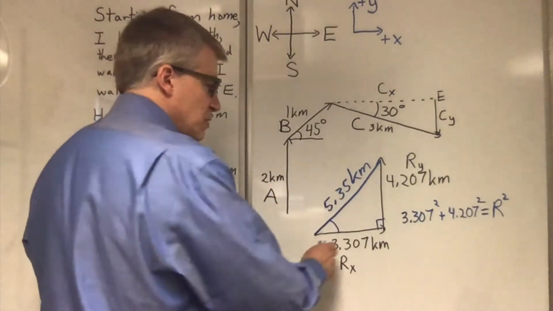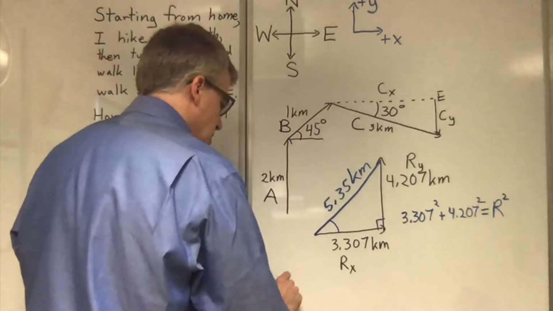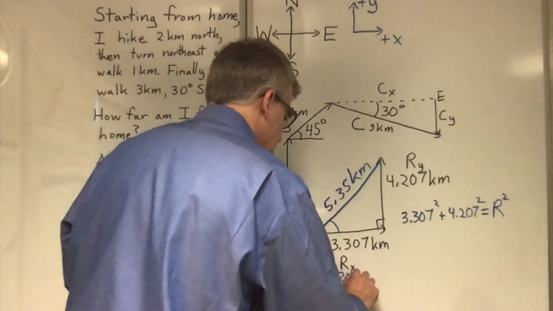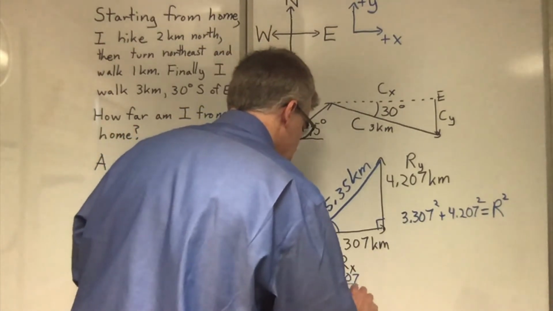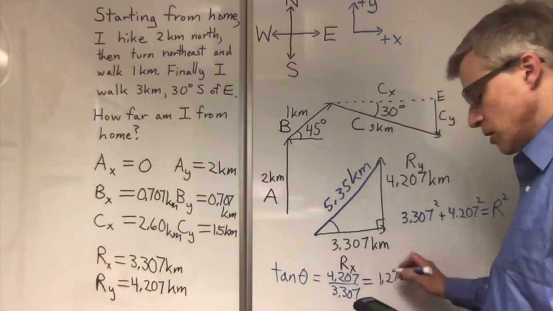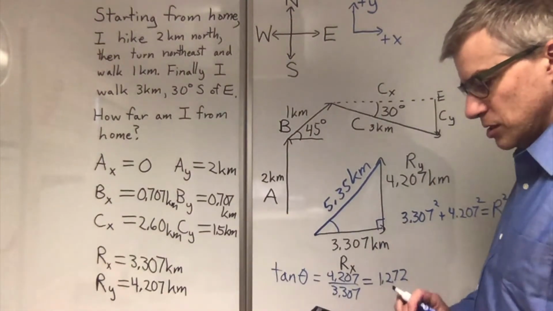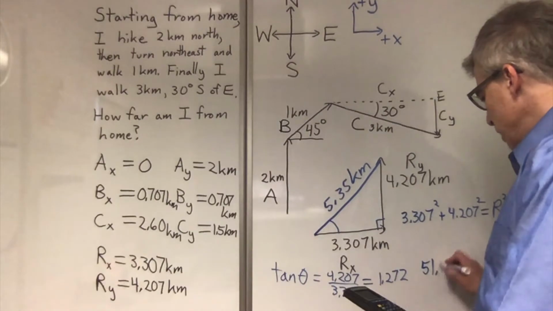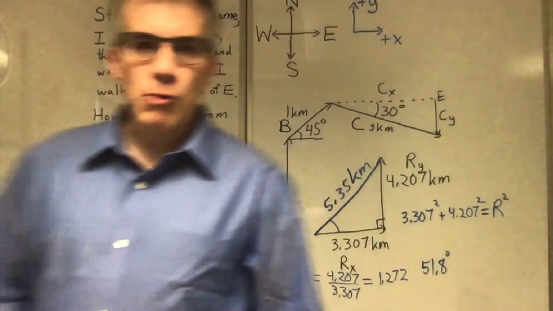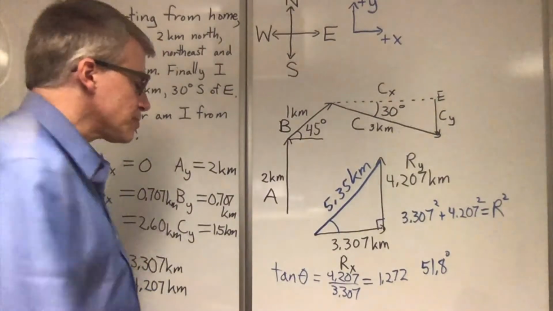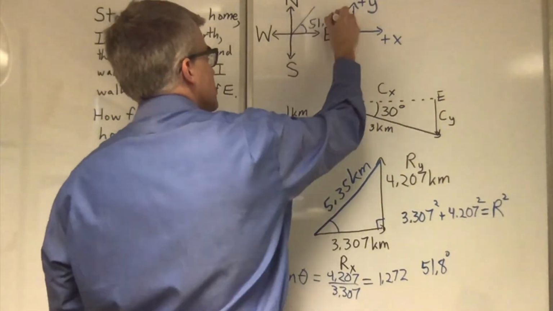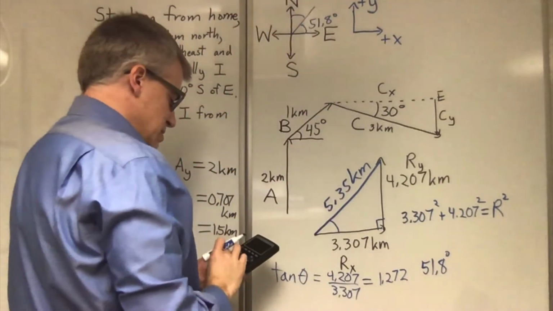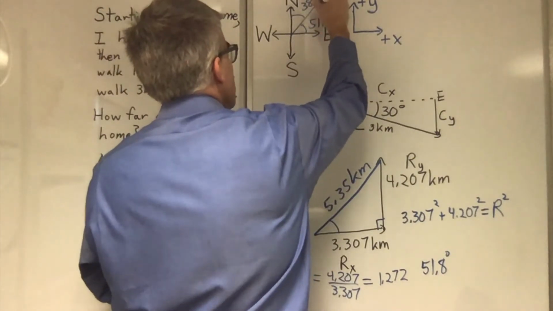This angle can be found with the opposite and adjacent, and we can use that the tangent of theta is 4.207 divided by 3.307, which is 1.272, and then the inverse tangent, inverse trig functions give you the angle back, 51.8 degrees. If I wanted to say that in terms of compass heading, if we're 51.8 degrees north of east, the smaller angle is 90 minus 51.8, 38.2 degrees.